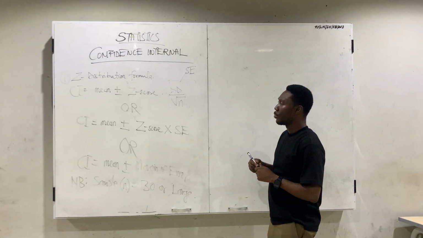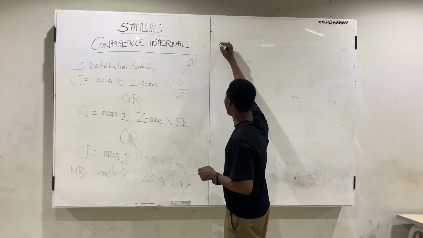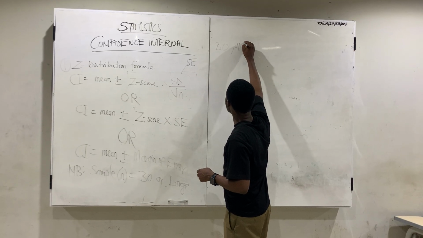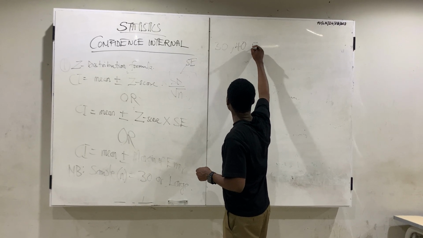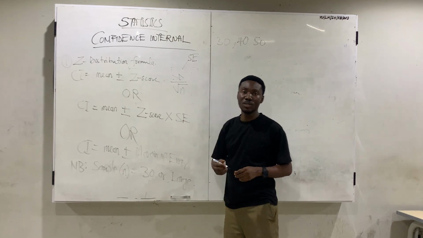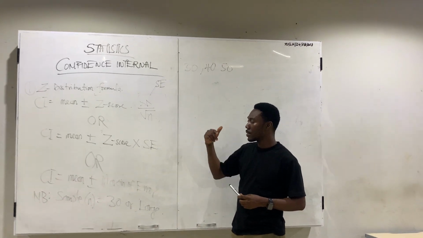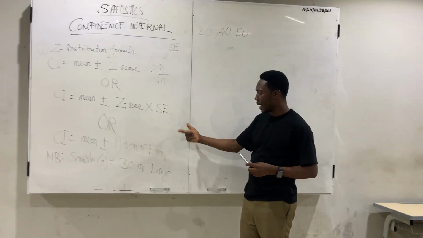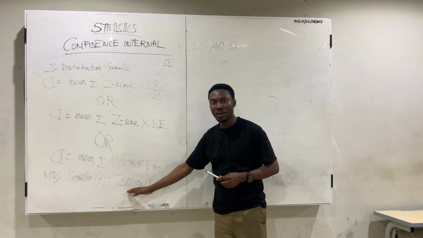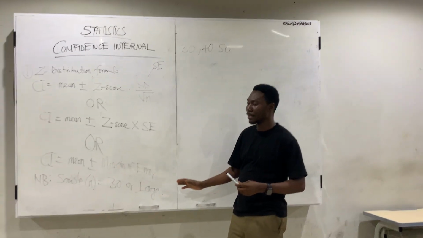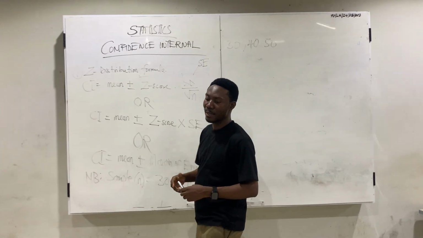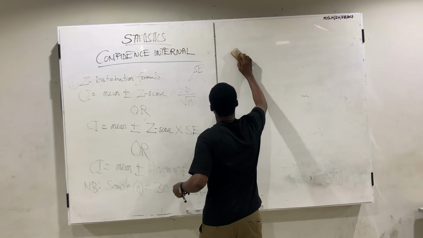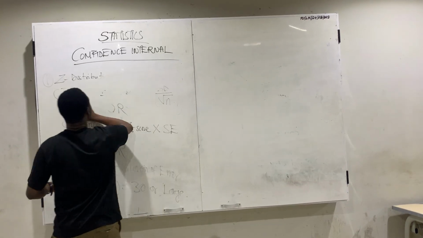So for example, we give you a question and the sample in the question is 30. Or the sample in the question is 40. Or the sample in the question is 50. Quickly, this is the formula you are going to use. We use this formula when the sample size n is 30 or large. Keep it in mind. Now let's look at the second formula before we begin to look at some examples.